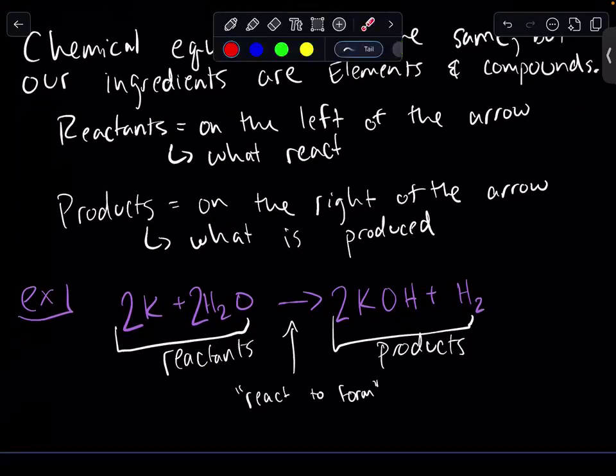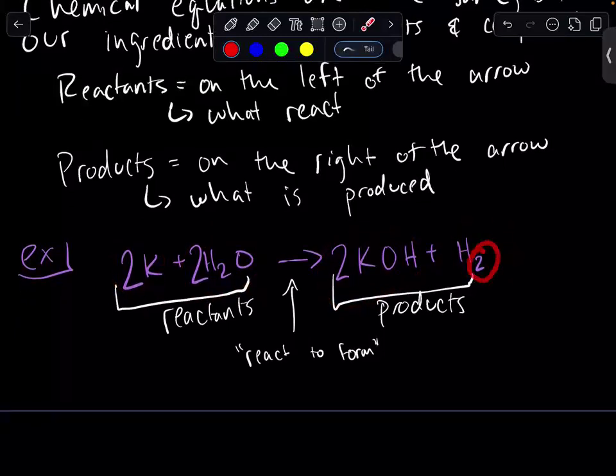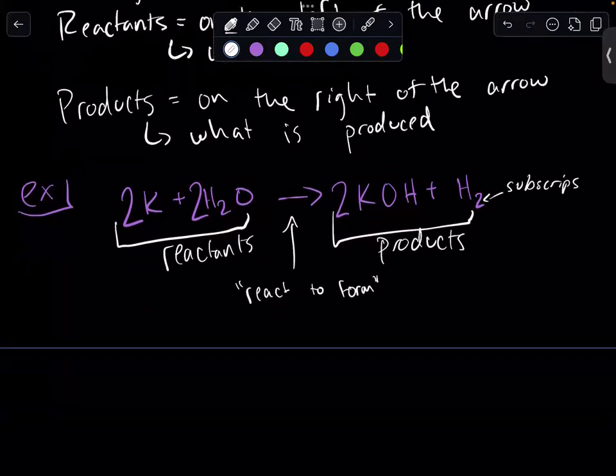So this reaction specifically states that 2 potassium plus 2 water react to form 2 potassium hydroxide and 1 hydrogen gas, which you'll notice hydrogen gas has a 2, like H2O has a 2. This is what's called a subscript. These are subscripts and they cannot change. Now, we're going to talk about that big number in front.